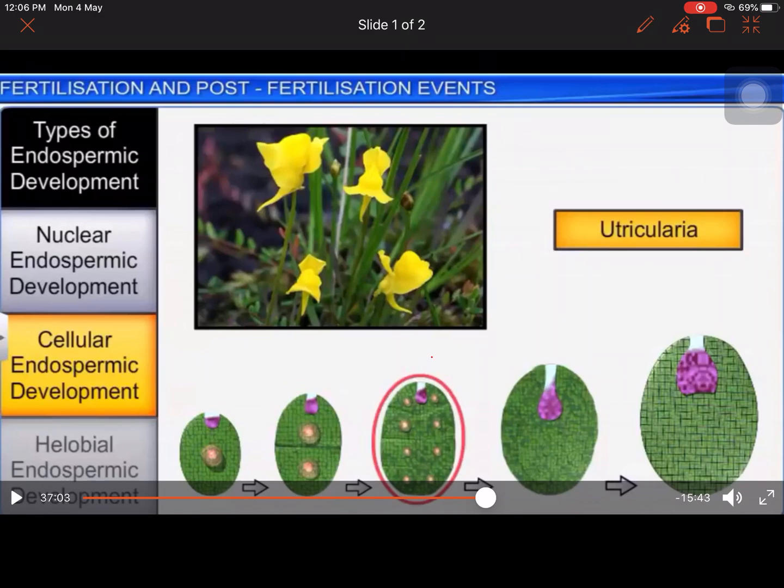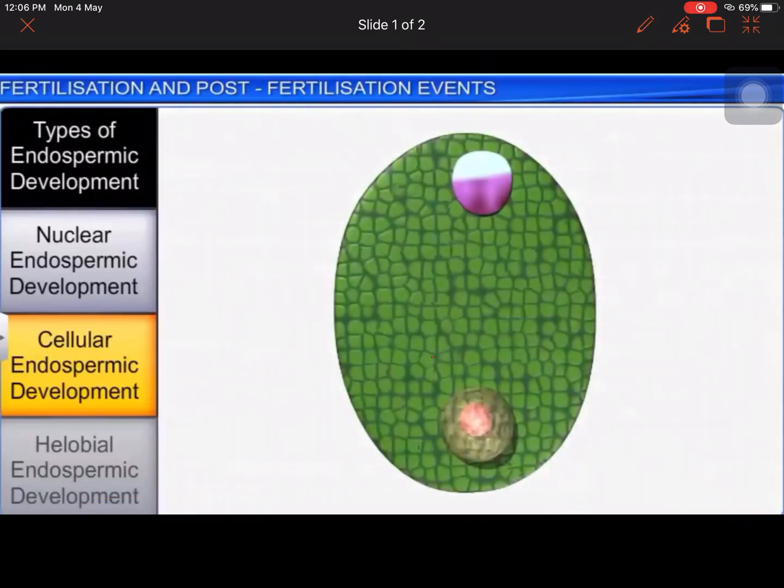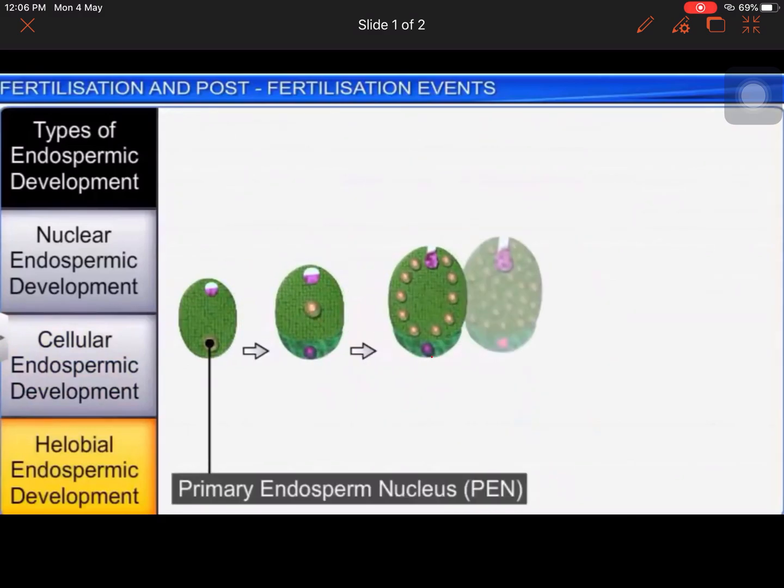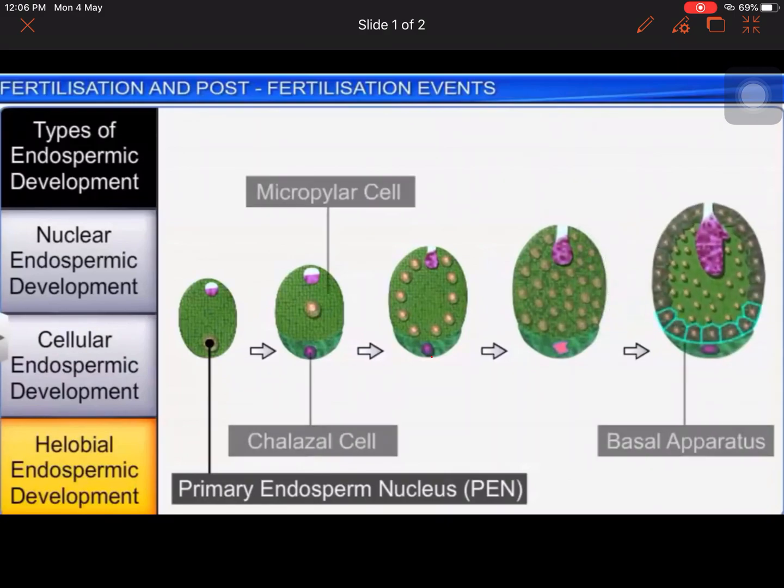Now let's see helobial endospermic development, on the other hand. It is an intermediate type of development where half the cells develop in cellular mode and the other half undergo free nuclear divisions. Very easy. Half.